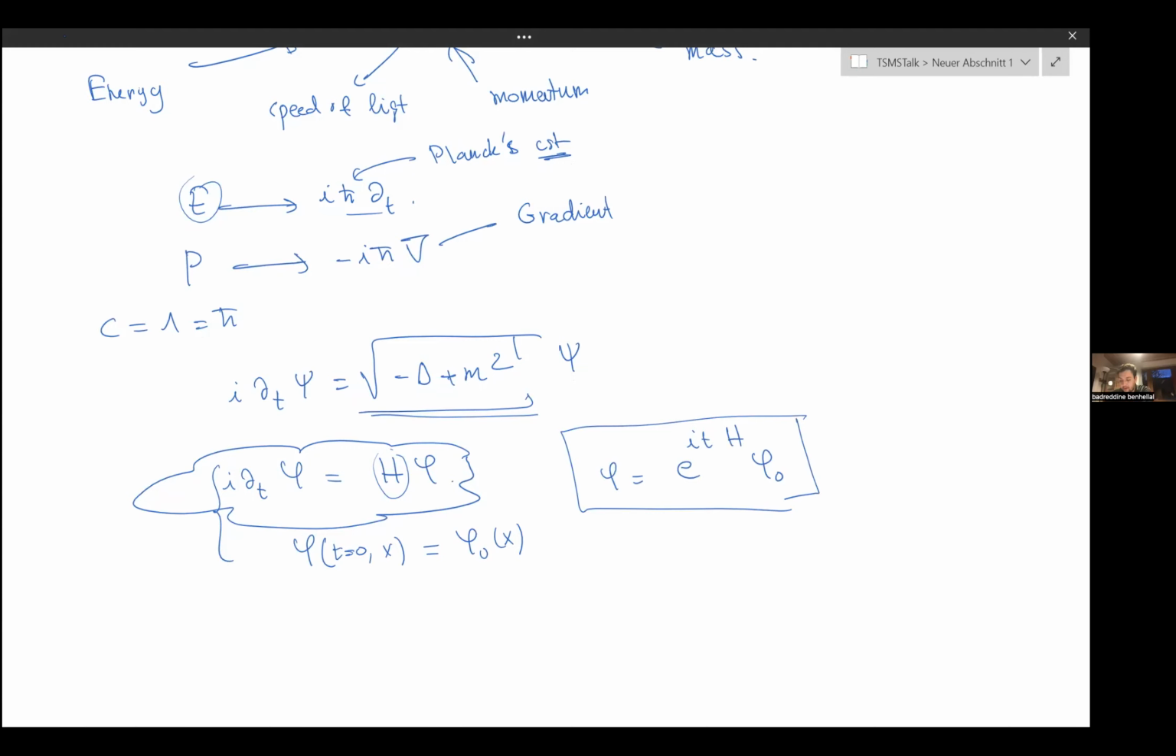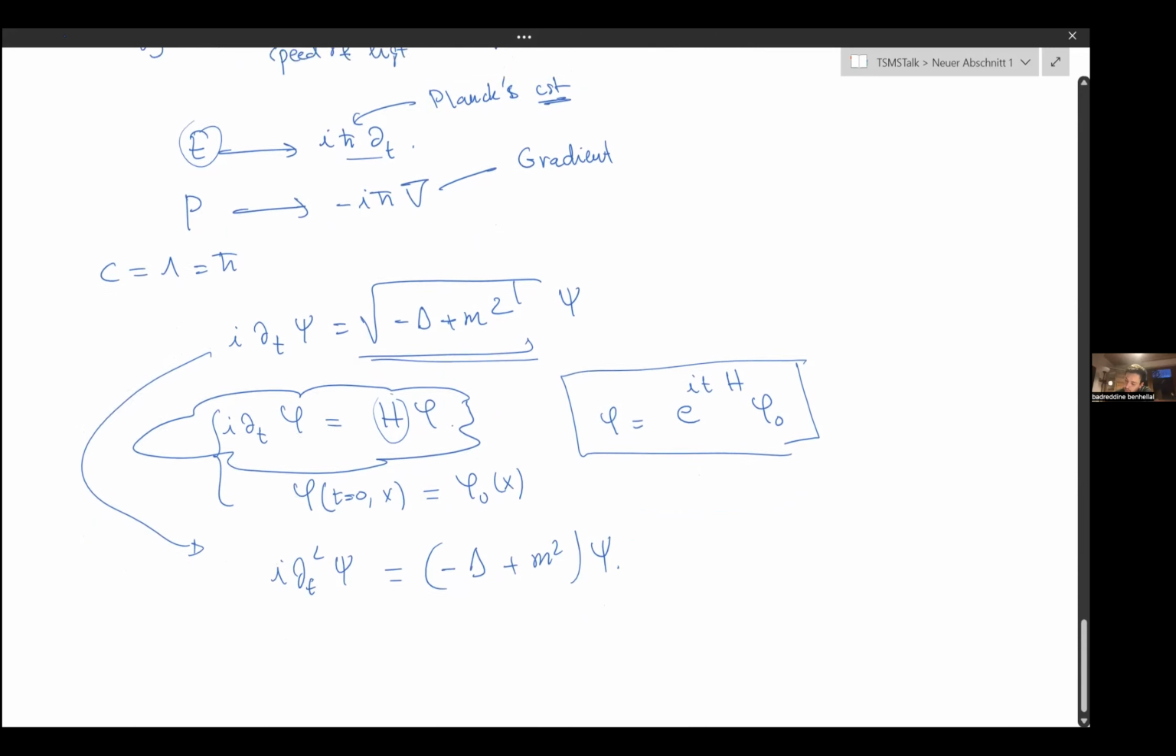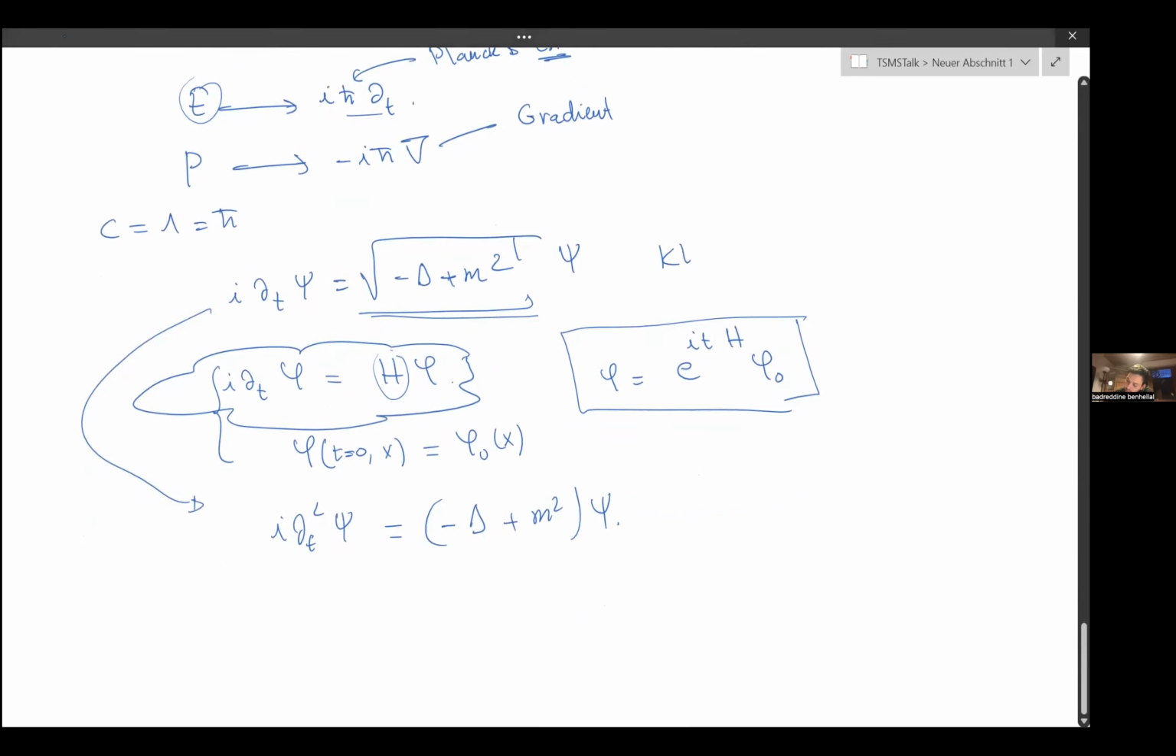The problem here is that if you square these guys, to get a linear operator, you will end up with ∂t squared of psi equal to minus Laplacian plus m squared of psi. And here you have a second derivative. So this is what we call the Klein-Gordon equation, here or here, it's the same. This is the Klein-Gordon equation.